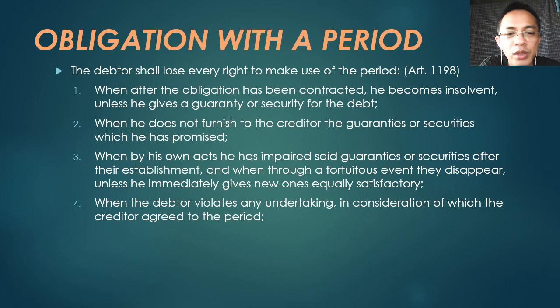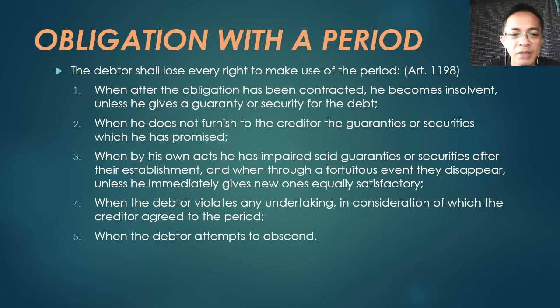Number 4, when the debtor violates any undertaking in consideration of which the creditor agreed to the period. So kapag nag-violate ng mga promises ang debtor, the creditor can now collect without waiting for the due date. Number 5, when the debtor attempts to abscond. Abscond kasi ibig sabihin sibat. Okay, kahit na hindi pa due date, tapos magsibat na ang debtor, huwag mo nang hintayin ang due date. You can collect now habang nandyan pa siya.